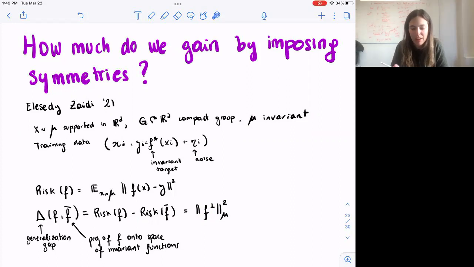So basically it's something about counting dimensions, counting how many fewer parameters you have when you parameterize the space of invariant functions versus parameterizing everything. That tells you that you always gain something, even if you do the regression in a non-invariant space and then you project it onto the space of invariant functions. And that something is the norm of the function projected onto the orthogonal complement of the space of invariant functions. And the norm is with respect to the data distribution, which needs to be invariant. Maybe this is a little bit technical, but I'm happy to discuss if you're interested.